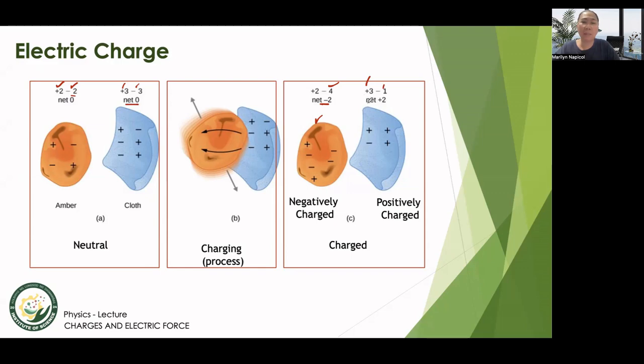So if you will add them, it's just like saying you have positive 3 and negative 1, you get a net charge of positive 2. So therefore, this one now is positively charged. Okay, so kailan nagkakaroon ng transfer of charges? If you have friction, yan, and you bring the two objects together.